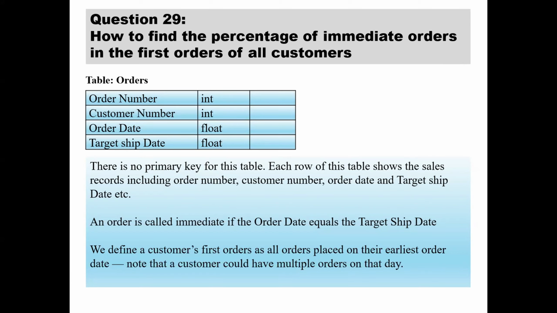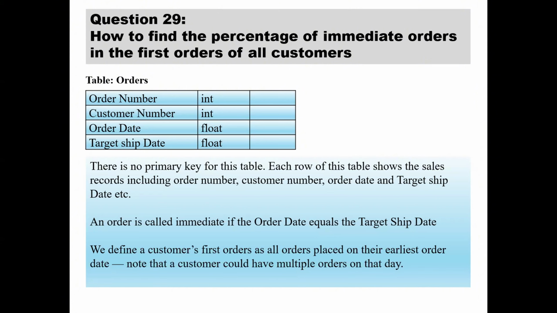Welcome back. In today's session, we're tackling a practical SQL problem: finding the percentage of immediate orders in the first orders of all customers. This is a common scenario in sales analytics, and we'll look at two different solutions. One using a compact CTE with a window function, and another using SQL variables.